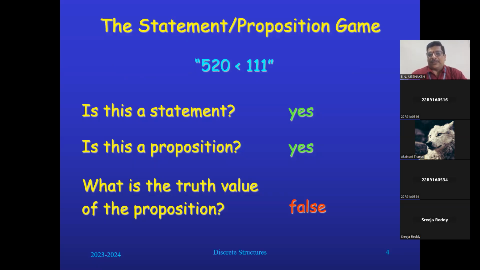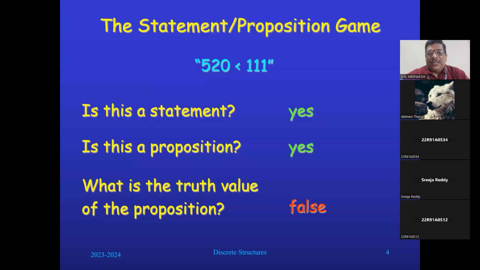Now this is also a statement: 520 is less than 111. It is also a proposition. Why is it a proposition? Here we have a definite statement, and we are going to find out whether the given statement is true or false. The given statement is false, because 520 is not less than 111. Then we call it a proposition. So a proposition is nothing but a definite statement where we can find out whether it is true or false, but not both.